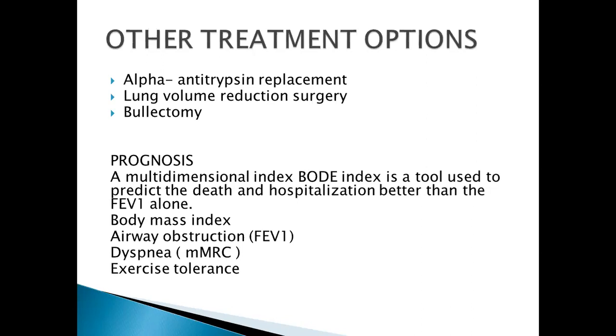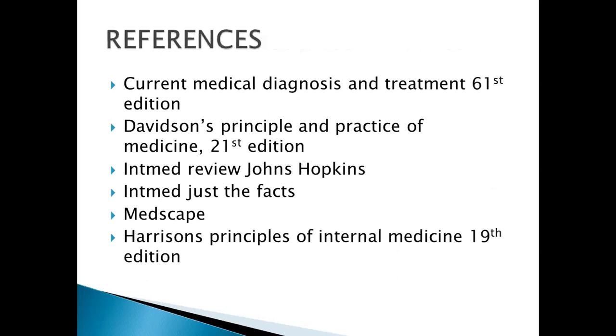You also use your airway obstruction, that is the forced expiratory volume in 1 second on spirometry. Then your modified Medical Research Council dyspnea scale to assess the severity of the disease. Then your exercise tolerance, where you can use the COPD assessment tool. And so the BODE index is very important to do to assess or give a prognosis to the patient with COPD. And these are my references.